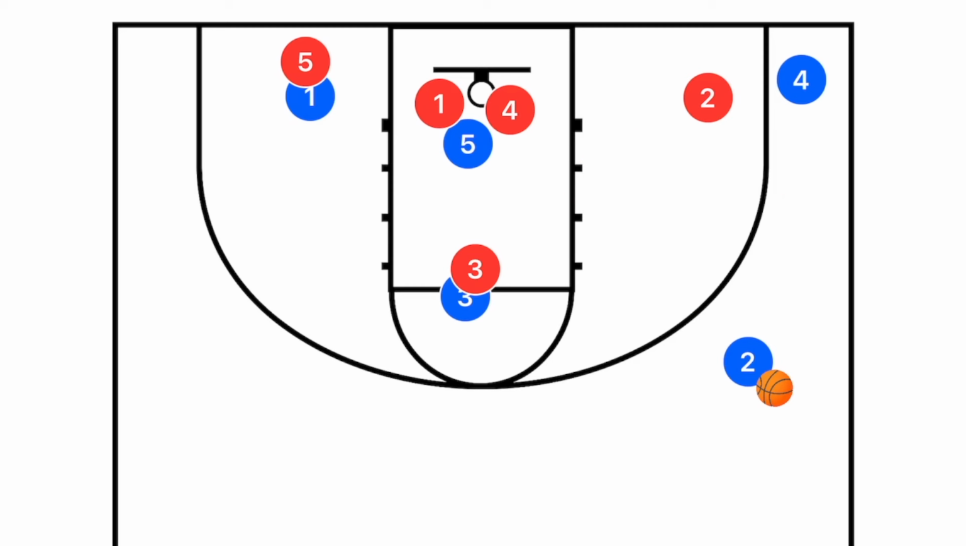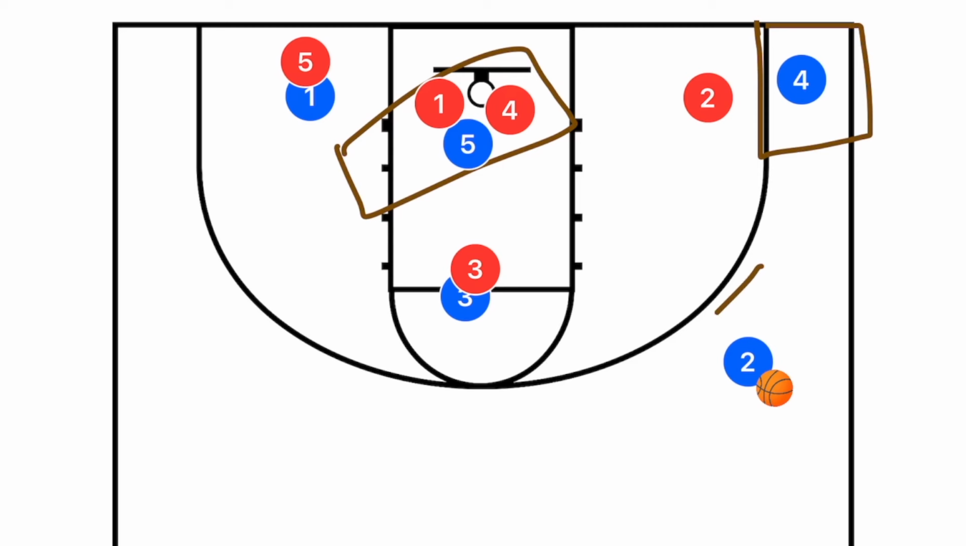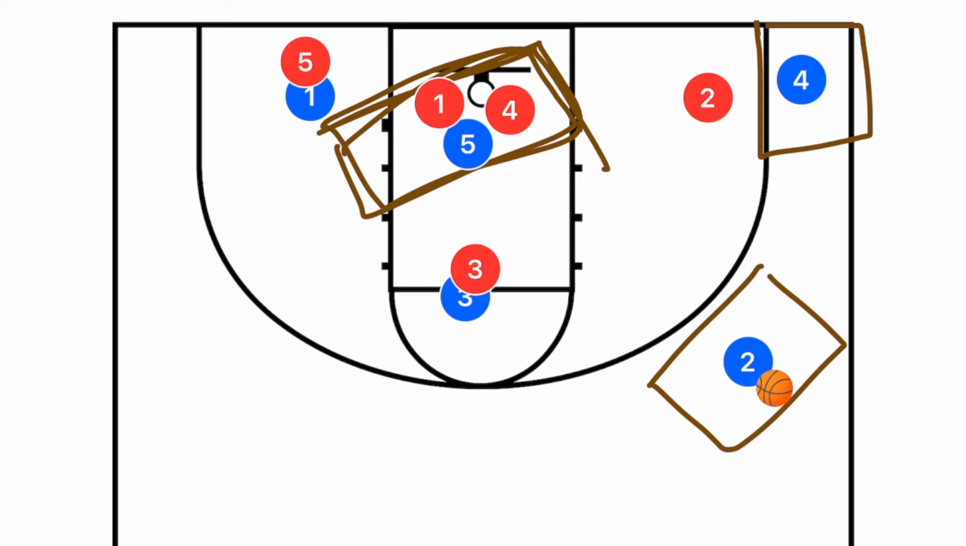So we may have the first option, which is the layup. Second option we may have with player 4 from the 3-point line, and our third option is player 2 from the wing. Now, this all started with us trying to have player 5 score as our number 1 first option.